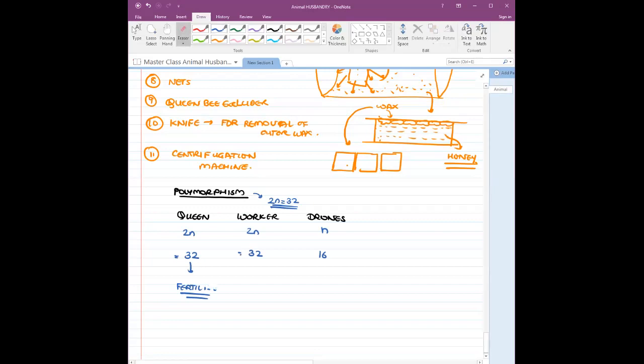Because she is fertile, she is going to show you ovum formation. The worker bee is going to be sterile. And then we have drones. They are going to be fertile, guys. But what is the most important thing? They produce sperms by mitosis. This is the most important thing. Then we have talked about parthenogenesis and all, so I hope you guys have an idea about that.